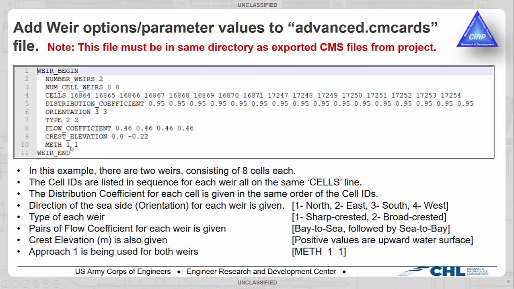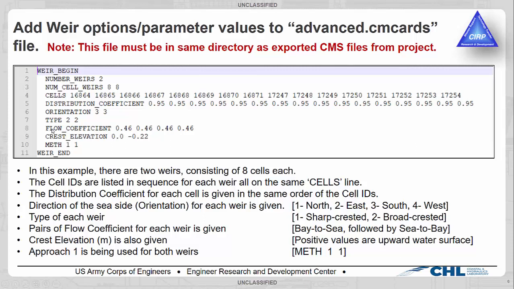But the method we're doing is approach 1, and so we need the distribution coefficient and some of the other information here. So then we specify the distribution coefficient, and we have the values for every cell, and in this case they're all the same, 0.95. The orientation is 3, so if you remember, 3 was from the south. Type is 2, and so in our case 2 is broad-crested Weirs.